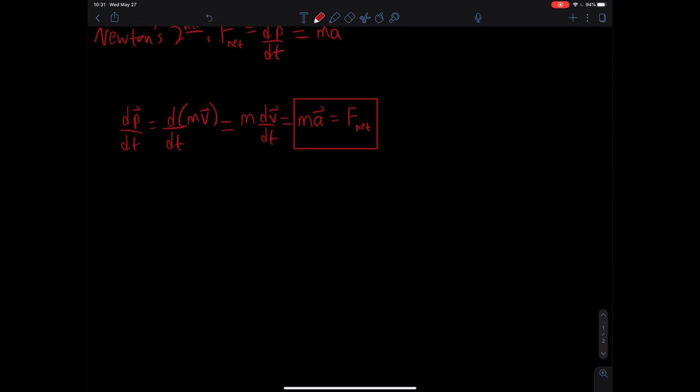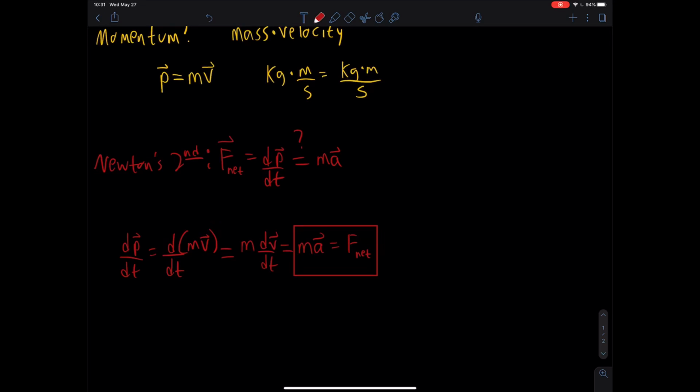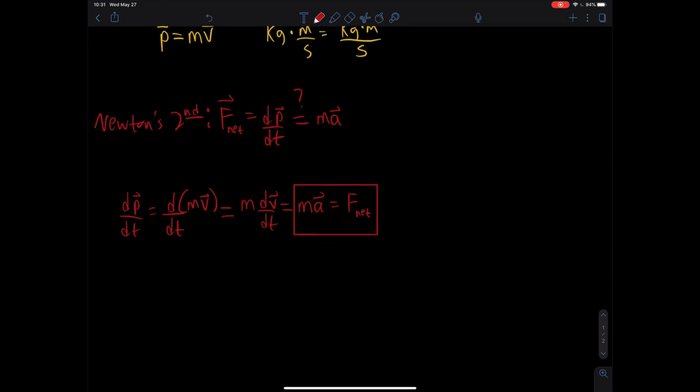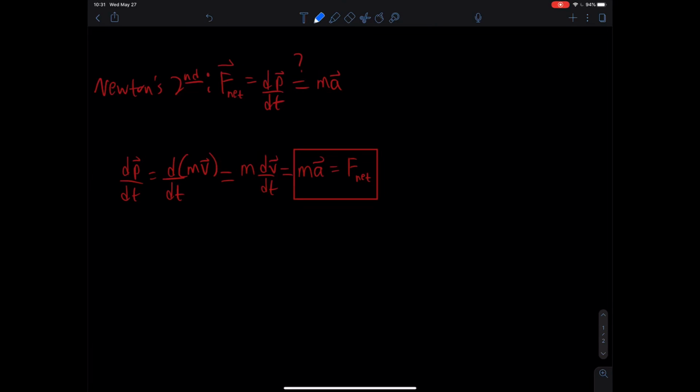So what are the units of force? It's always good to take a look at the units when we discuss or introduce a new quantity. Up here with the momentum, we saw that it was just kilogram meters per second. But what about force? The force is ma, so we'll rewrite it down here. F net equals mass times our acceleration vector.